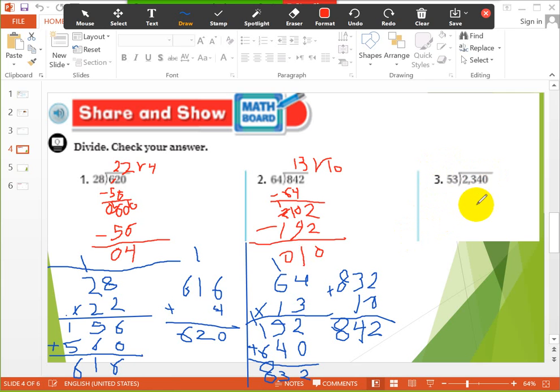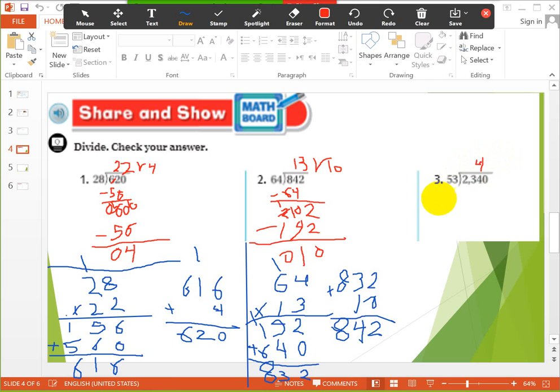So what is the number? How many 53s in 234? Yes, girls, thank you. It will be 4. So I can imagine here, maybe it will be 3 or 4. I think it will be 4.